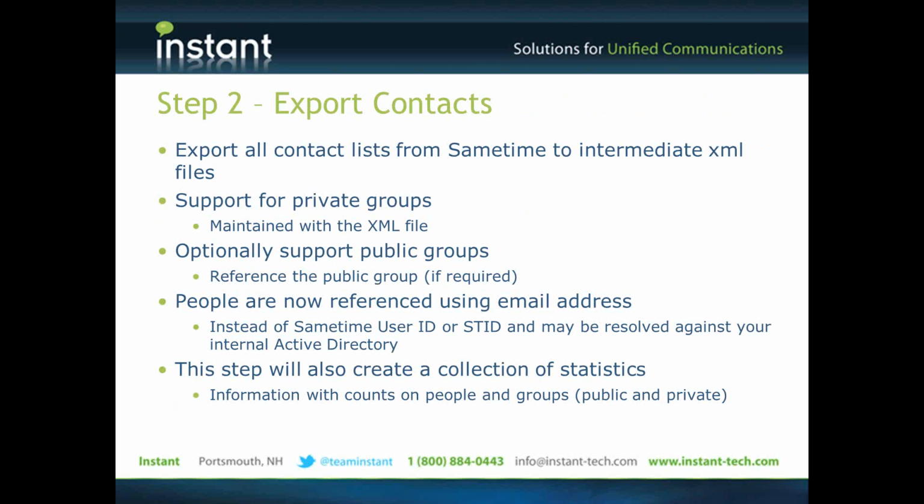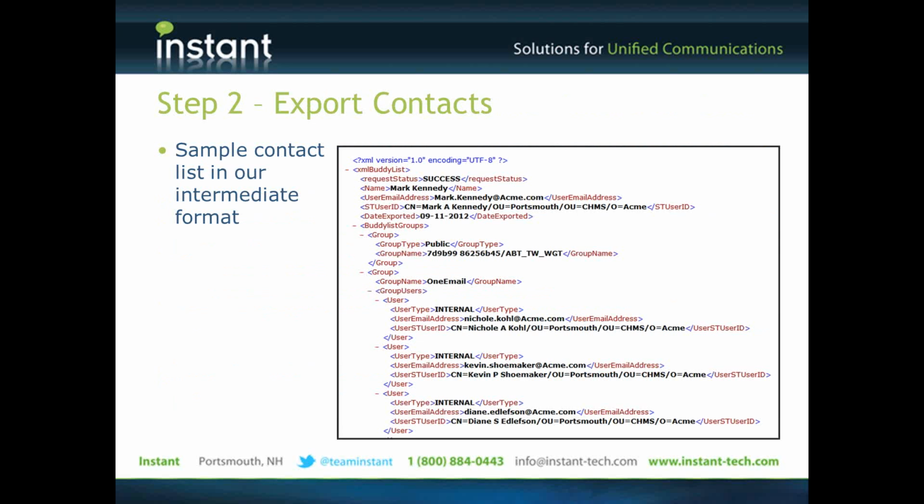And there's just a quick sample of what an intermediate contact list might look like as we've unwrapped it from VP user info and then extended it a little bit on our side. So we've baked in the email address, we've maintained their old STID, and we've also maintained all their group information.